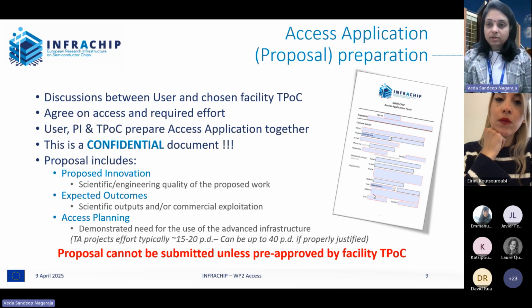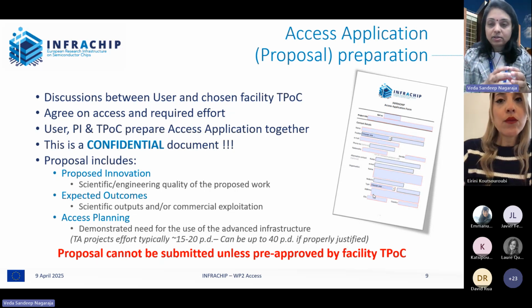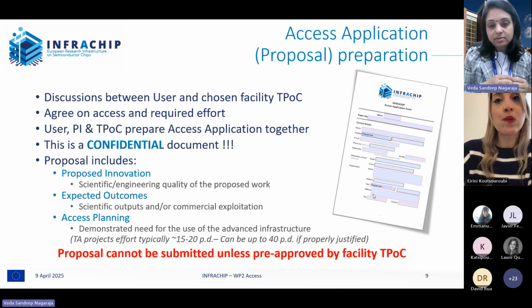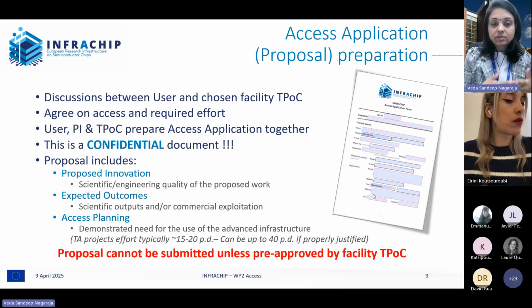That means there is an overall innovation from your research. It's not necessary that the whole innovation will come from INFRACHIP access, but there is an innovation part in your overall research. Out of that, you're trying to access a very small portion through INFRACHIP. That innovation should come out in the proposal. What is the impact of your outcome? How is it going to impact the larger scientific community? That should be very clearly explained.